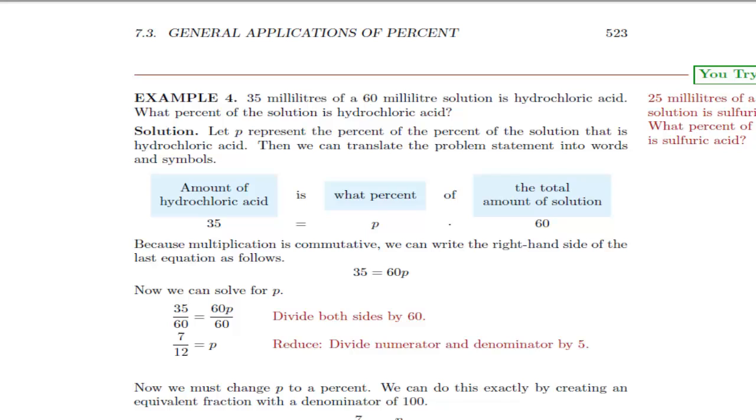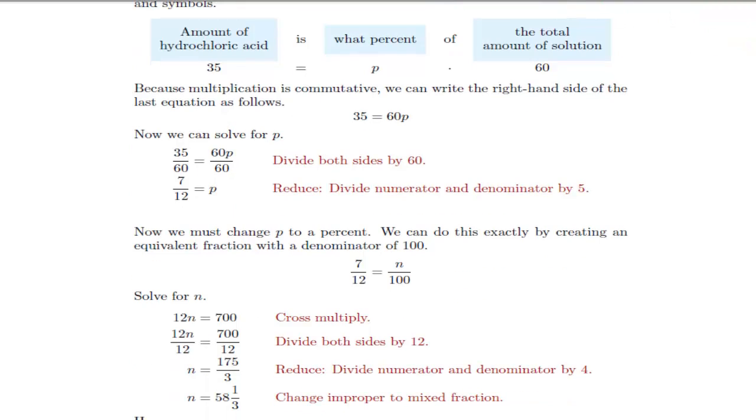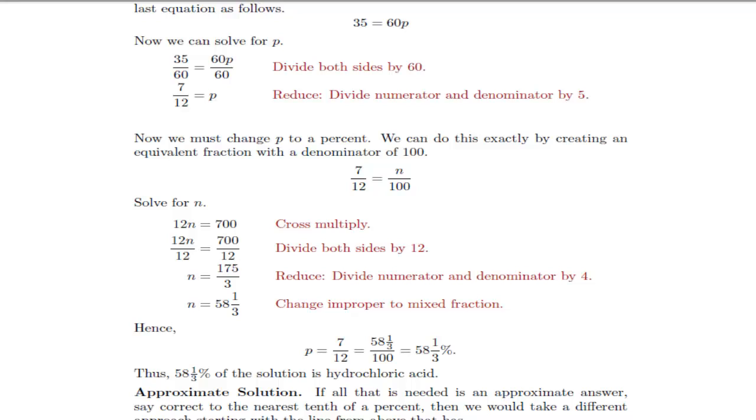On the right, 60 times p divided by 60 is p, and on the left, 35 over 60 reduces to 7 over 12 if we divide both numerator and denominator by 5. Now we must change p to a percent. We can do this exactly by creating an equivalent fraction with a denominator of 100. So 7 over 12 is equivalent to some fraction with numerator n over denominator of 100. Then solve for n. Cross multiply to get the product of 12 and n on the left, and the product of 7 and 100, which is 700 on the right. Divide both sides by 12 to get n by itself.